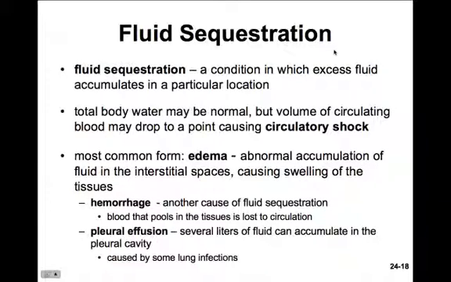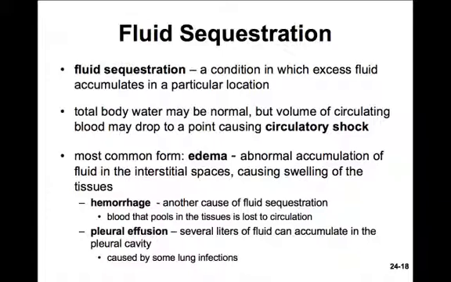Finally, we look at fluid sequestration. Fluid sequestration is where we see excess fluid accumulating in a particular location, so it's not equal among all the compartments. The total body water volume may be normal, but the volume of circulatory blood may drop to a point of causing circulatory shock. The most common form of fluid sequestration is edema, where we'll see abnormal accumulation of fluid in interstitial spaces, so between the cells. Interstitial fluid is going to increase, and that causes swelling of tissues.